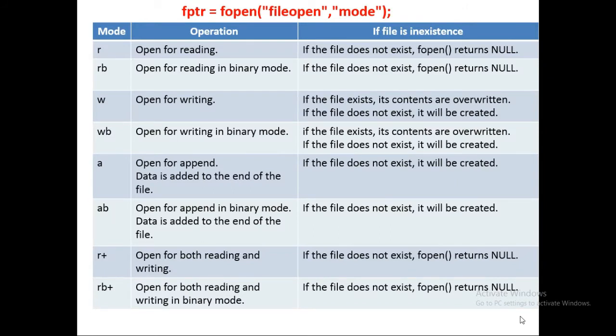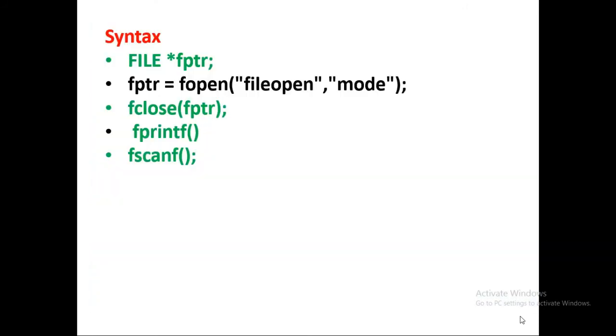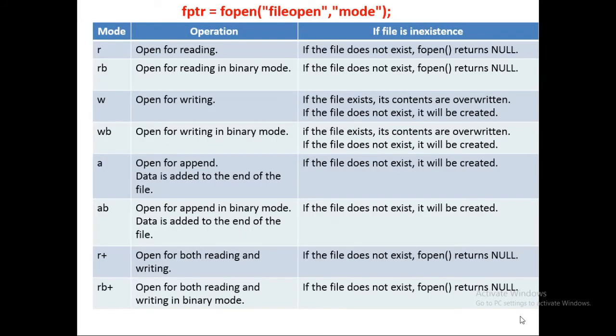So this is the tabular column in the mode section. Here the modes you are using are R, RB, W, WB, A, AB, R plus, RB plus. These are called modes. R means open for reading. Here one line is that if the file does not exist, fopen returns NULL. NULL means empty, there is no content in the file. And RB means open for reading in binary mode, and W means open for writing. WB means open for writing in binary mode.